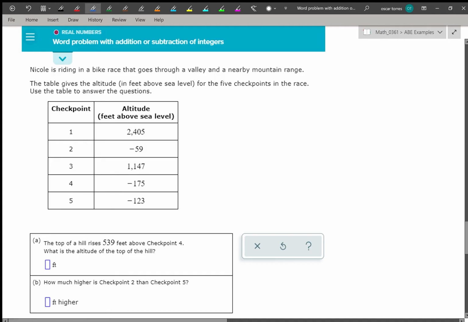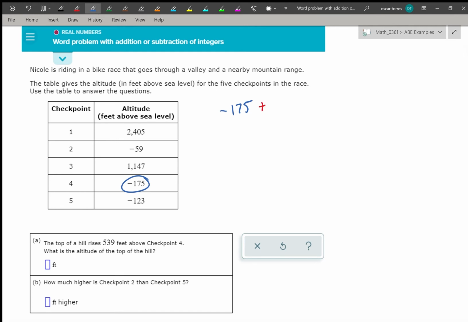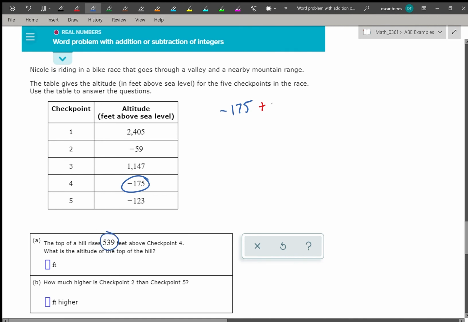For this last problem, part A tells us that the top of the hill rises 539 feet above checkpoint 4. So checkpoint 4 is -175 feet above sea level. The hill rises above this. That means we're going to put a plus sign, and we're going to add it to whatever the problem tells us. And in this case, they use 539. Similar to some of the previous problems, we have a negative value and a positive value. This means that we're really subtracting these two numbers from one another. So what we can do is rewrite it as 539 minus 175 and do the subtraction.